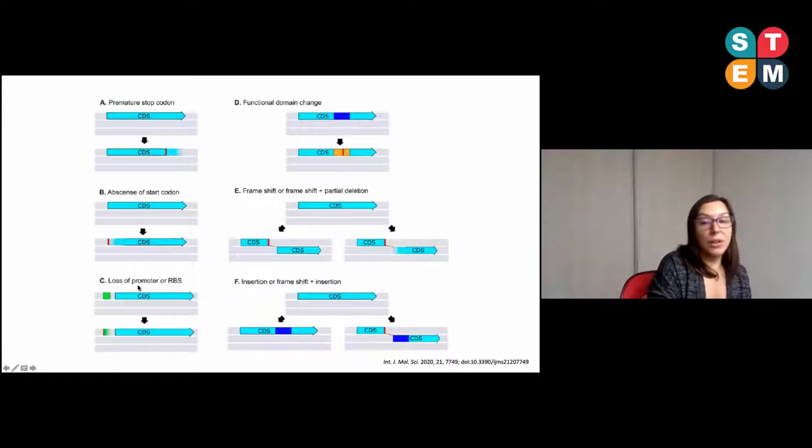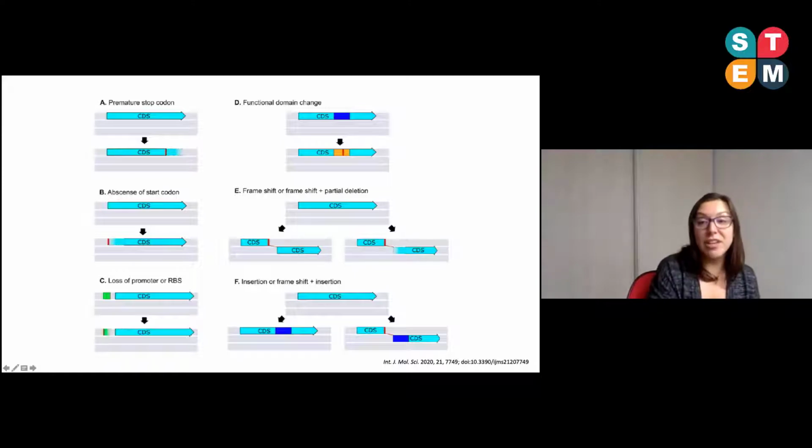You can have the loss of the promoter or the regulatory binding site that's earlier in the genome in comparison to that gene specifically, and finding these is particularly challenging. You can have functional domain changes due to SNPs. You can have frame shifts or frame shift plus partial deletions, but also insertions or frame shift insertions. All of these have also been proved to behave as microRNAs and then functional, but definitely it's not the same behavior that we had when we compare them with the original sequence.